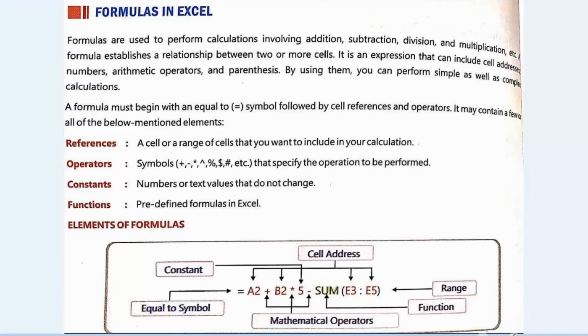But before that, let's go through the definition once again. Formulas are used to perform calculations involving addition, subtraction, division, multiplication, etc. There could be many more operations as well which we can use during the calculation. And it establishes the relationship between two or more cells. There could be two cells, there could be more than that. Fine. And not only the cell addresses, but arithmetic operators, there could be parentheses, there could be a function, there can be a range. There are so many things which can be there in the formula.